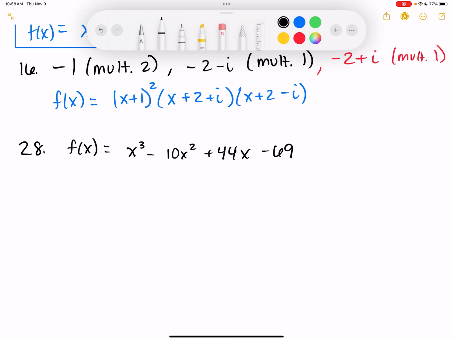So I need all possible zeros, so it's going to be plus or minus 69 over 1. I'm just going to go ahead and write them all out. So what are the factors here? Plus or minus 1, 3, 23, and 69.